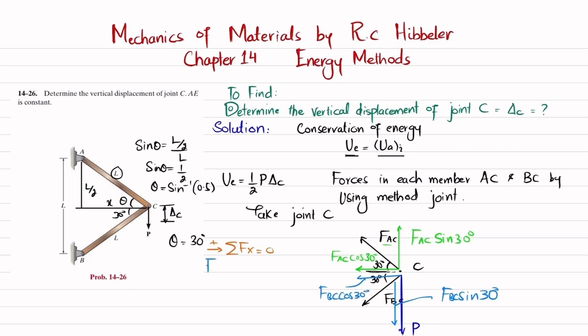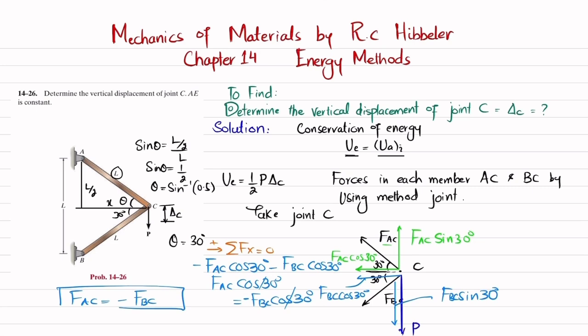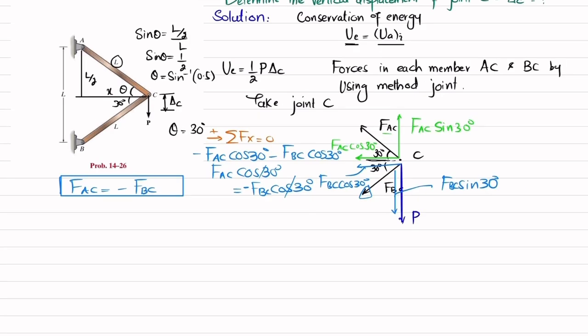Now you can see FAC cos of 30 degree, this is in negative direction, minus FBC cos of 30 degree. So it means that FAC cos of 30 degree is equal to FBC cos of 30 degree. So the cos of 30 will cancel each other. So it means that FAC is minus FBC. Clear? So what does it mean? It means that the direction we assume for FBC is wrong. It should be in this direction. Clear? Because they should be equal to each other in order to keep in equilibrium. So FAC is equal to FBC. Why? Assumed direction was wrong.